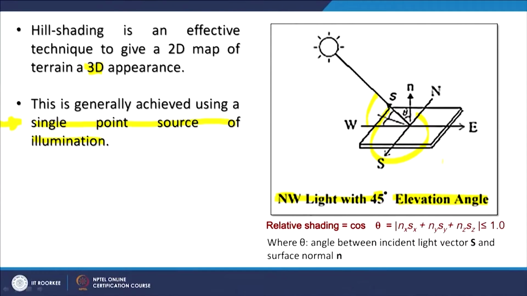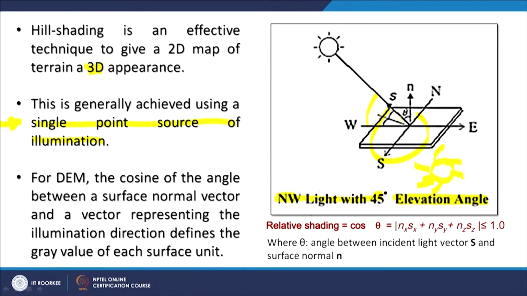But remember that in satellite images, the sun will never come from the northwest. Generally the sun will be in the southeast quadrant. So what we can do is add 180 degrees to the position of our satellite image and shift it there. This is how you can simulate the sun in the northwest direction.